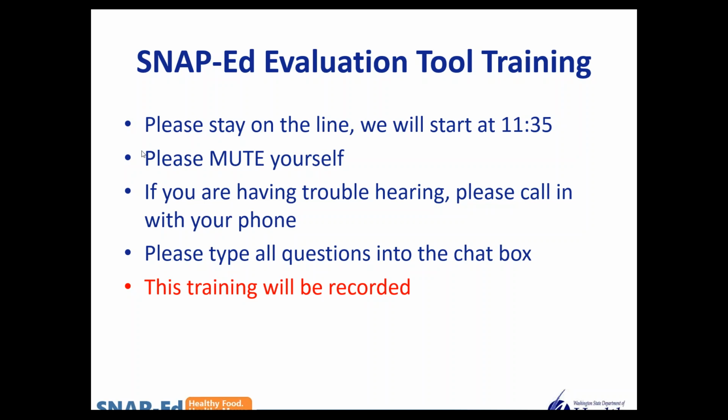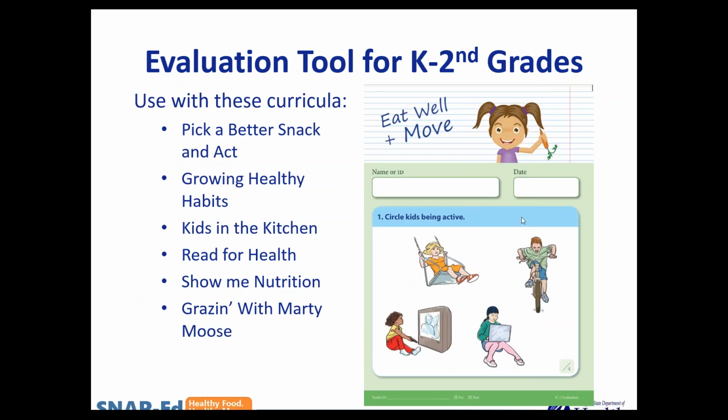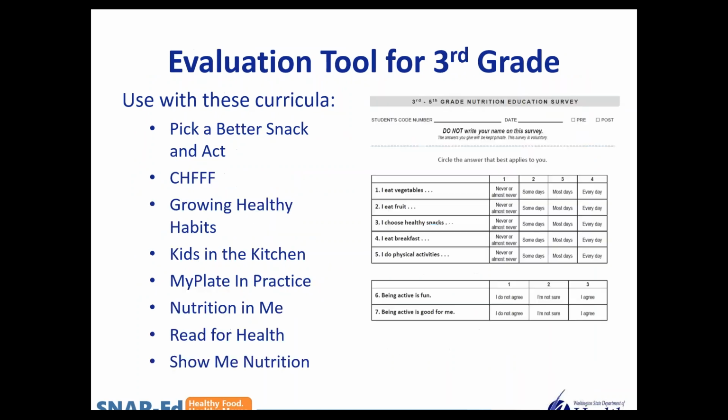Okay, well, let's see. I realized, thank you. There was a glitch, so I'm just going to quickly show this tool before. This was the K-2 evaluation tool. Here, it's this FNEP Eat Well and Move tool. And here's the third grade tool.